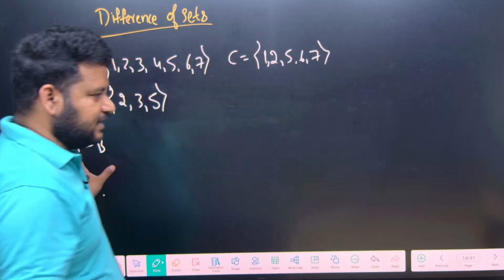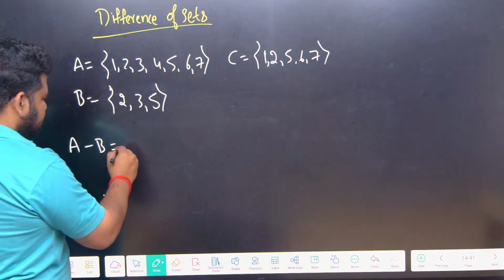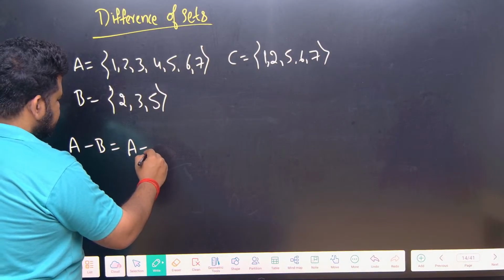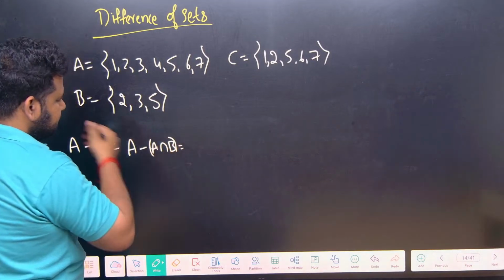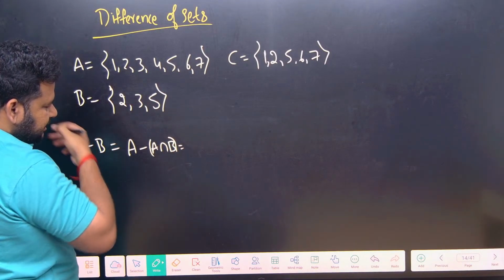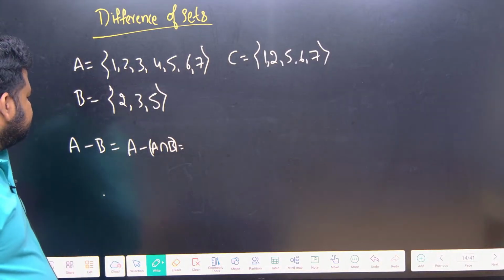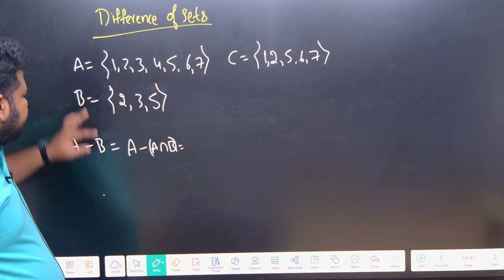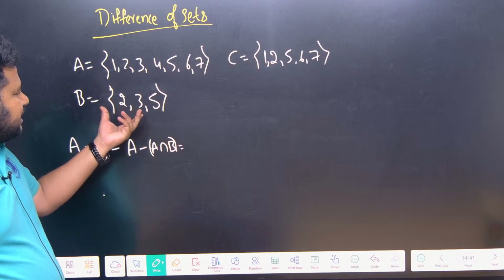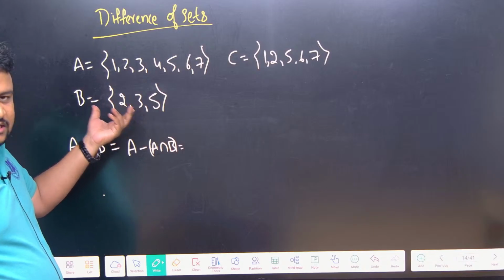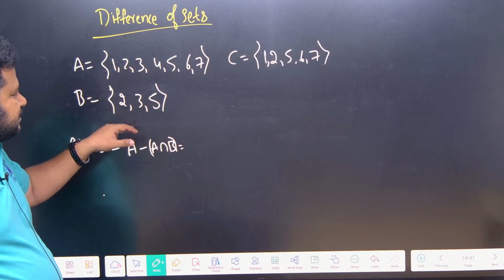Now let us do A minus B. A minus B can also be written as A minus A intersection B, or I can also write it as A intersection B complement. So A minus B means you have to compare set A and set B. Out of that you have to remove the elements of B that are present in A.